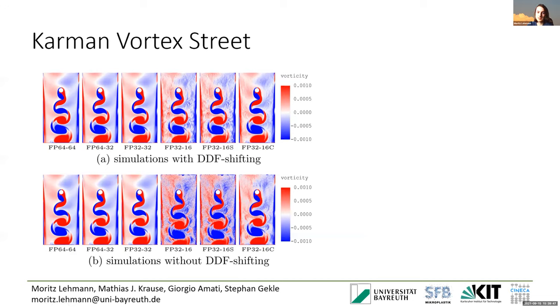The 16C format with increased mantissa accuracy mostly mitigates this noise. So we know that better mantissa accuracy is more important. On the bottom, you see the same simulations, however, without DDF shifting, and you see that there's a lot more noise present, so it's a lot worse here.